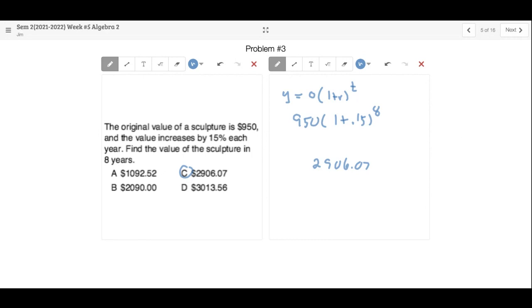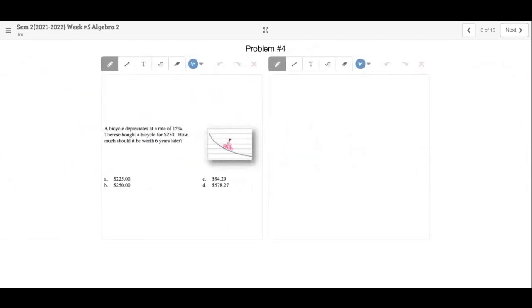All right. Number 4. Let's see what number 4 has in store for us. Oh, what type of graph is that? If you take a look at the graph, just looking at the graph, what type of graph is that? Decay. Right. So this is a decay problem, I would think. It says a bicycle depreciates at a rate of 15%. Teresa bought a bicycle for $250. How much should it be worth in 6 years?